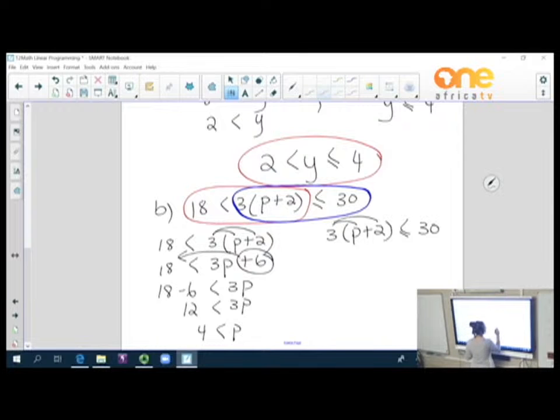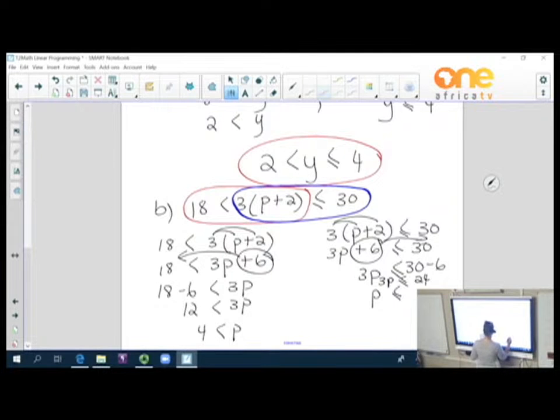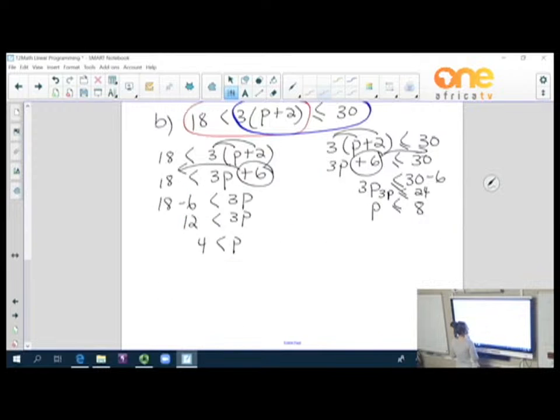The second inequality, also multiplying out your brackets, 3p plus 6 is less than or equal to 30. Like terms to one side, so that we are left with 3p. If the positive 6 is taken over, it becomes a negative 6. This will be 3p is less than or equal to 24. Divide by 3 on both sides to get p alone. P is less than or equal to 8.